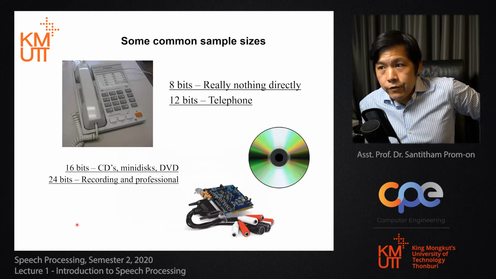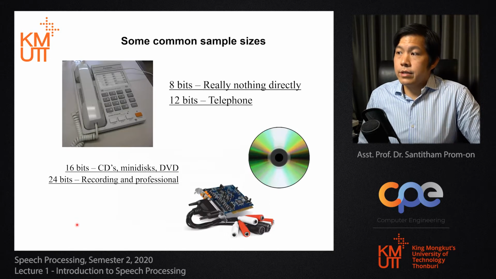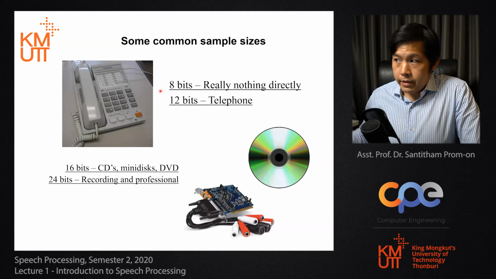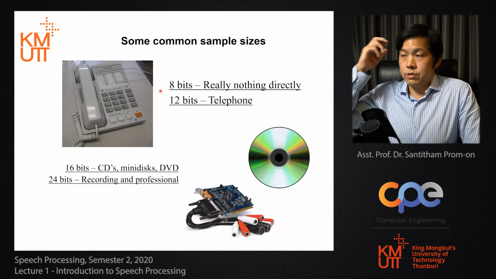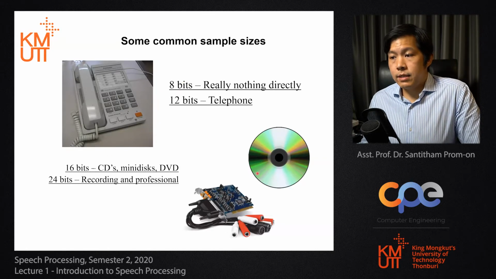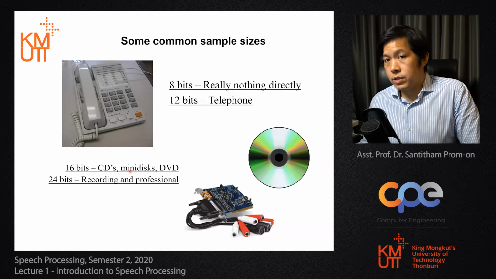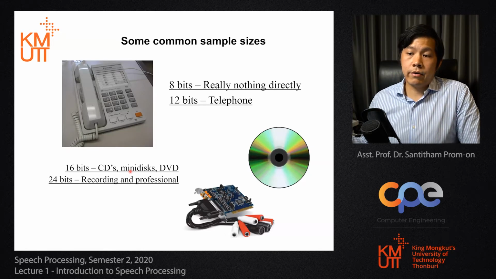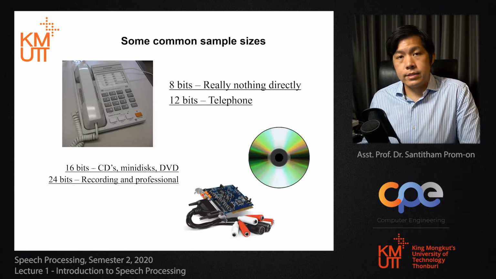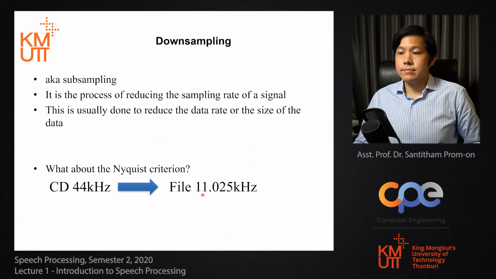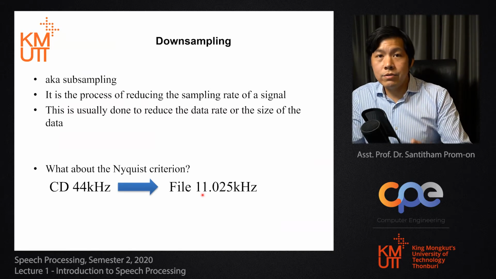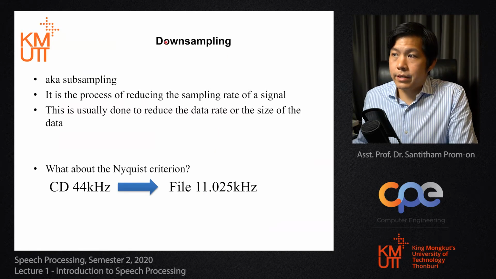Different devices have different bit depths in sampling. 12-bit is for telephones. 8-bit is like WAV files back then. 16 bits is for CD. Right now, if you record using the sound card in your computer, you can record up to 24 bits, in professional devices. After recording at a high level, sometimes you can reduce the data rate down. This is called subsampling or downsampling.